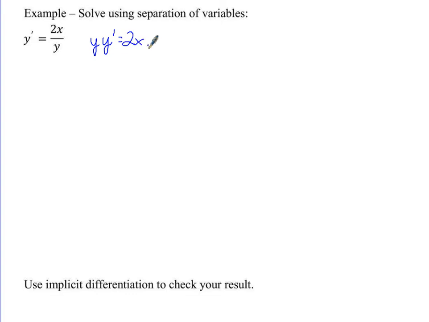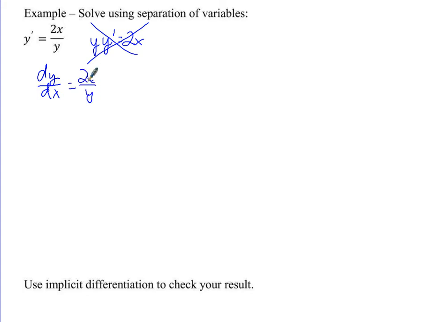I'll take the derivative. I don't want to take the derivative. I already have the derivative for y. This is not the way you're supposed to go. What I want to do is rewrite this y prime as dy over dx equals 2x over y. And already you know what to do.